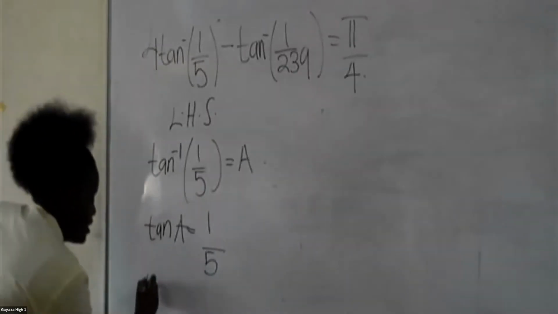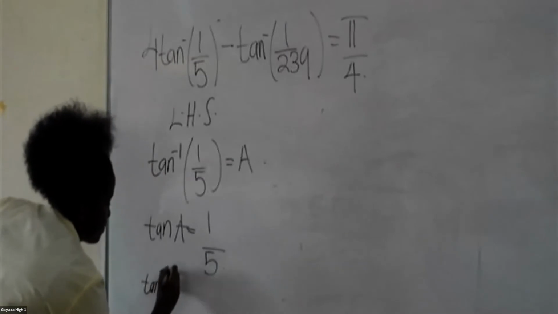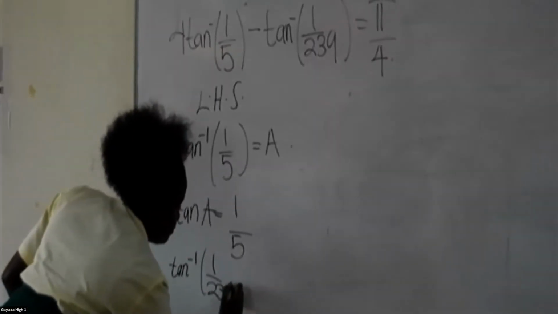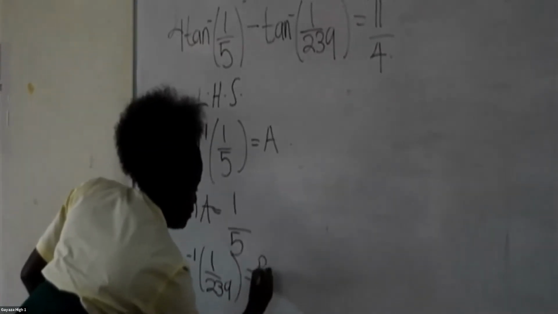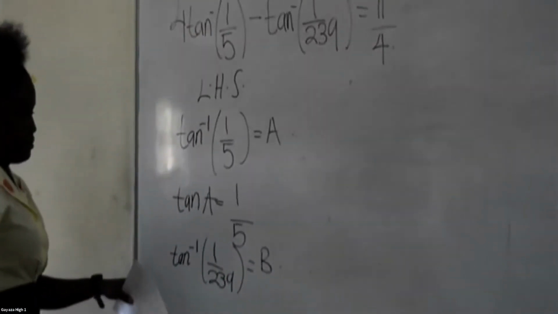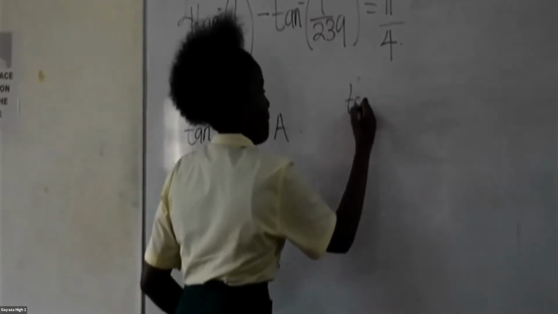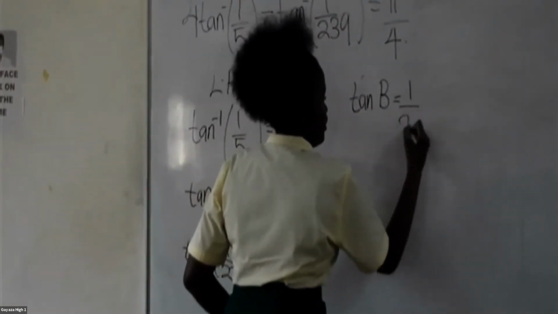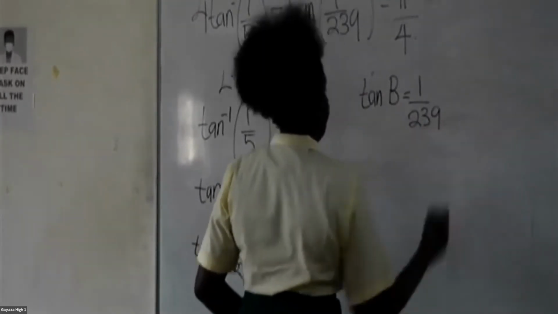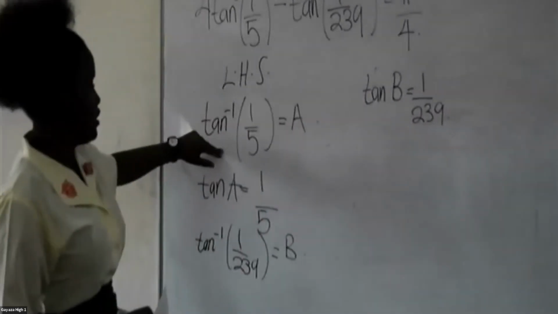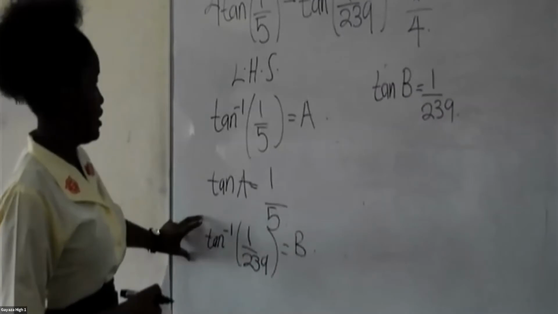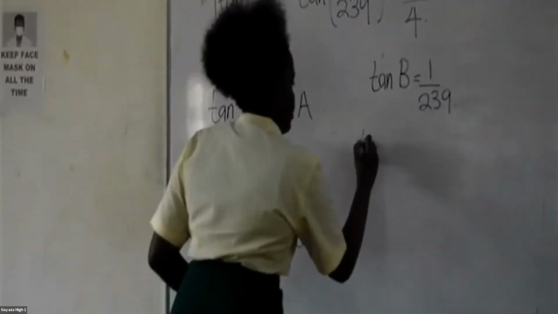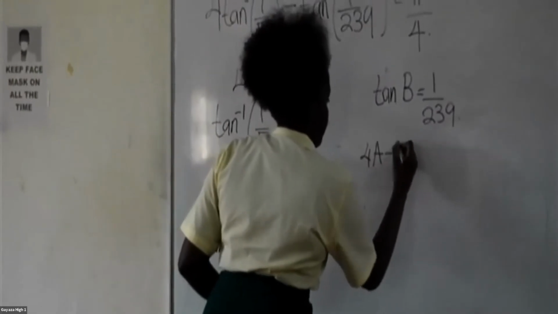You do the same for this part. So you let tan inverse of 1/239 equal to B. You realize that tan B is going to be equal to 1/239. So when you look at these two statements and relate them with your question, you realize that you have 4A minus B.